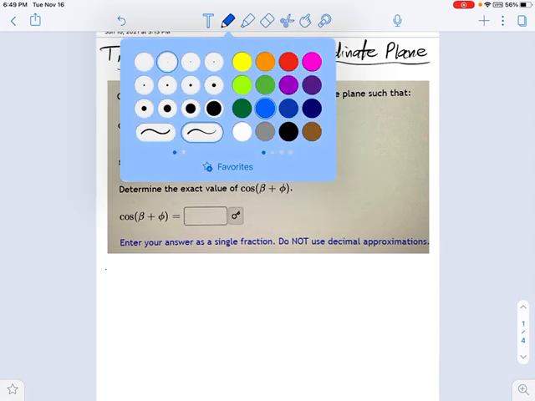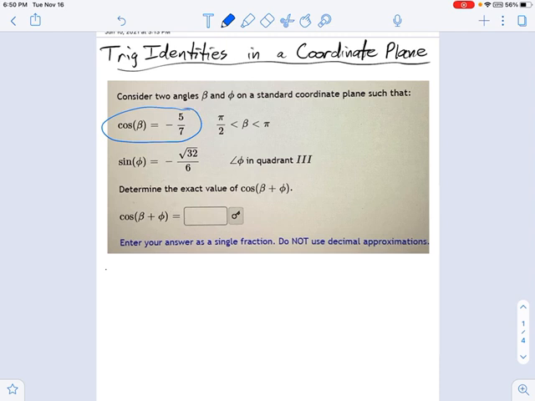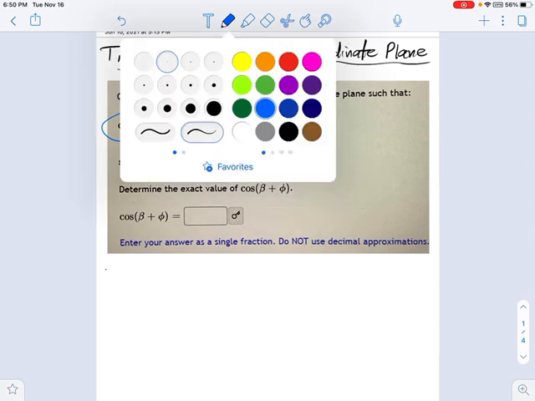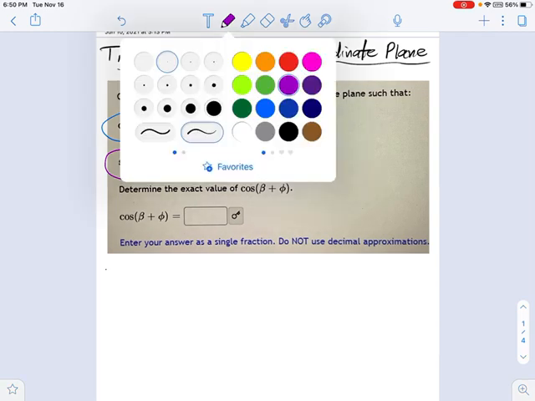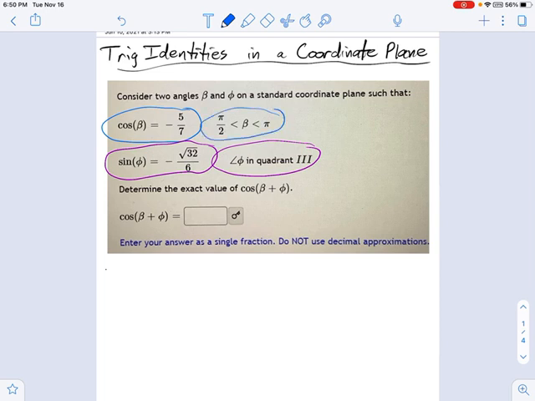And you can see what we have here. I'm going to start off, let's call beta my blue color. So I have cosine of beta. That's nice. I would love to know cosine of phi also, but I don't have that. And what else do I have? I have sine of phi. I would like to know sine of beta, but I don't have that. In their place, I have some information about phi being in quadrant 3, and I also know that beta is in quadrant 2. So let's try to put that together with some triangles.